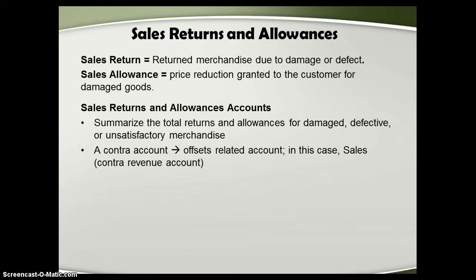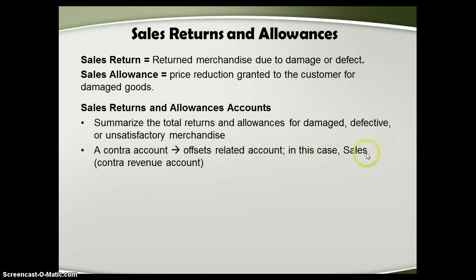So we're going to be looking at what's called a sales returns and allowances account. This type of account summarizes the total returns and allowances for these returned products. And this is considered a contra account. So the sales returns and allowances account is considered a contra account. It's basically it offsets the related account, which would be sales, which is a revenue account. So this is a contra revenue account, meaning it offsets our sales account.